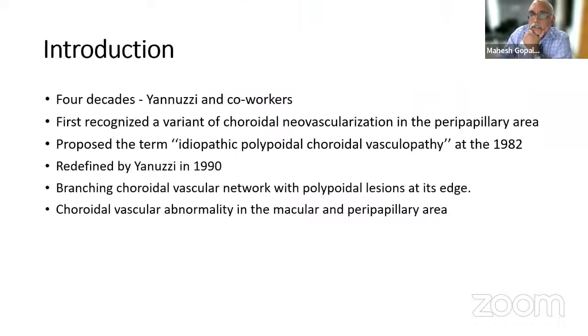In fact, PCV was coined by Yannuzzi in 1984 when I was in school. After 40 years we still have that term, even though it has been modified and redefined by a lot of people, to include the branching choroidal vascular network as well as the polyp. The location has also been found to be in the macula, peripapillary, or periphery. So there are some changes in the epidemiology and types, but the basics remain the same.